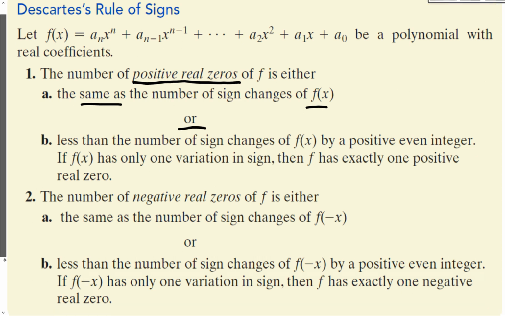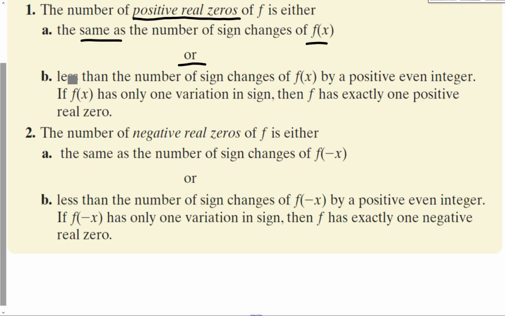That's positive real zeros. For negative real zeros, we have to look at f of negative x. So we plug in negative x, which means that we change the sign of any coefficient that is attached to an odd degree exponent. And same thing, we count the number of sign changes in my new function, and then we go down by 2's. We go down by a positive even integer.